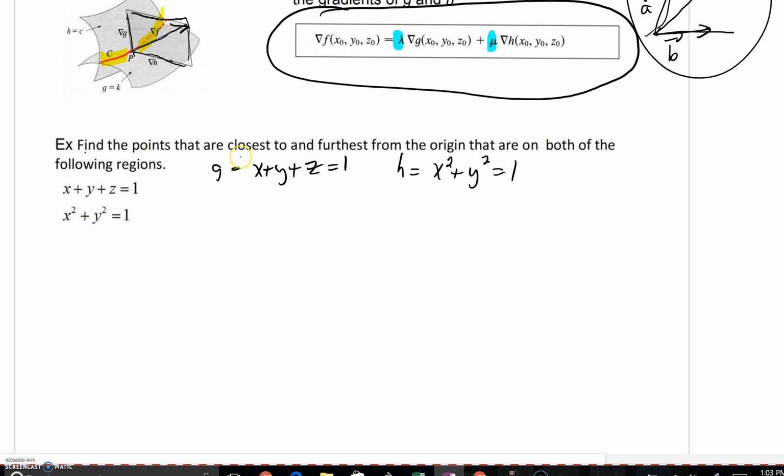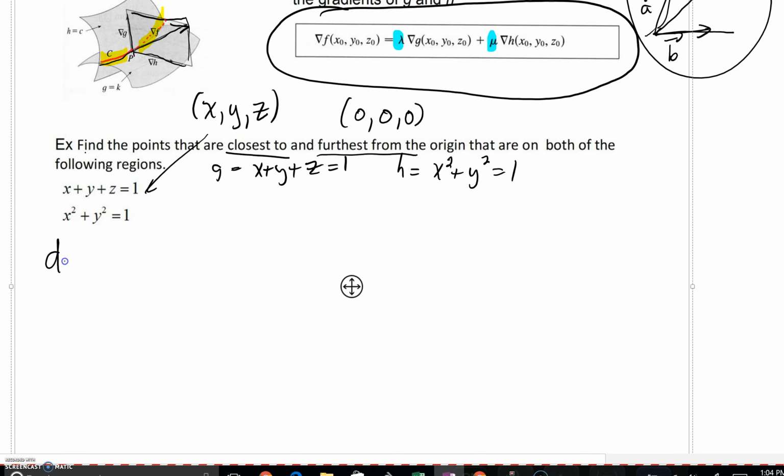Find the points that are closest to and furthest from the origin that are on both of the following regions. So we could say here's x comma y comma z, satisfies both of these equations. So x comma y comma z would be on the curve that satisfies both of those equations. Now, I'm also going to be trying to see, so here's my curve. Imagine it's like that red curve that we see right there. We'd like to know which point on it would be closest to or furthest away from the origin.